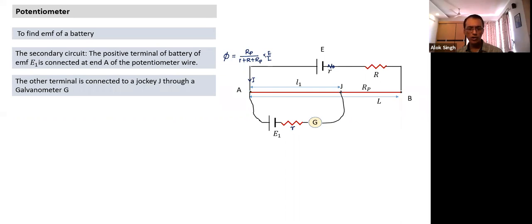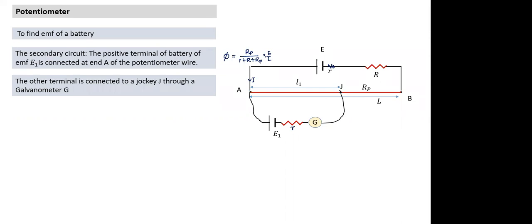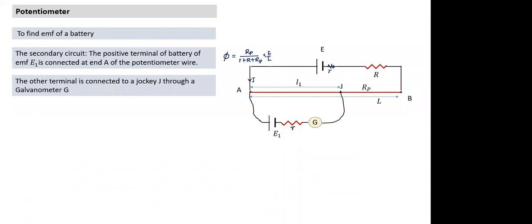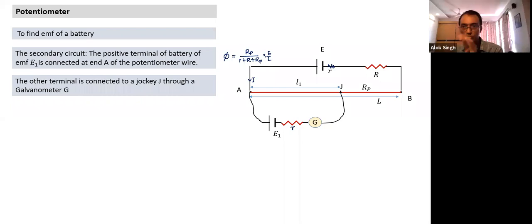You recall what a jockey means? It's a sliding contact. A sliding contact is like a knife-point contact. It touches the wire only at one point. It doesn't have a flat contact. So with a sharp contact we can precisely identify the point where it is touching the wire. So the other terminal is connected through a jockey to a galvanometer G.